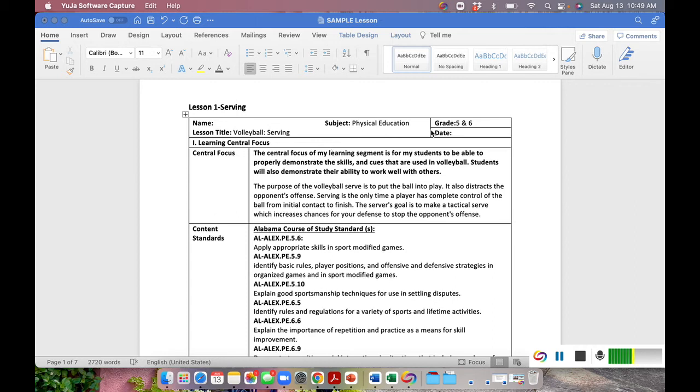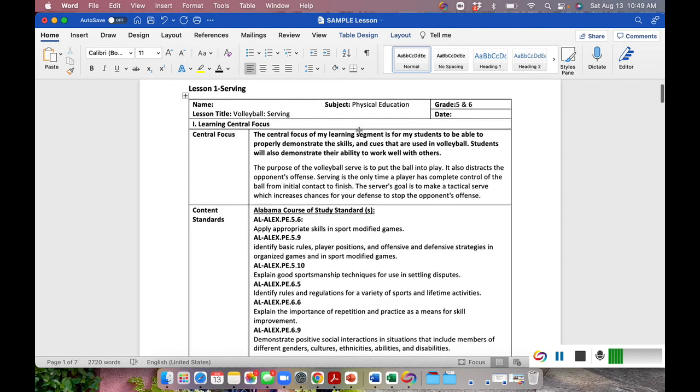The grade level that I'm hovering over here is grades 5 to 6. So whatever we're teaching has to be developmentally appropriate for grades 5 and 6 or upper elementary. And our subject is, of course, physical education.